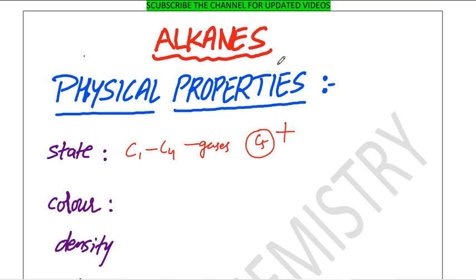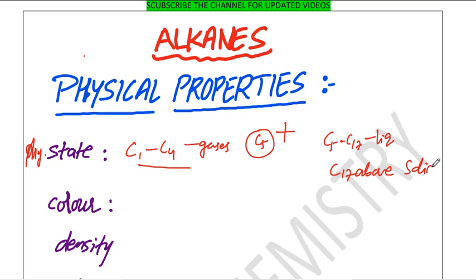Hello students, today's topic is the physical properties of alkanes. In the physical state, C1 to C4 are gases. C5 to C17 are liquids. Above C17 are solids. But in C5, neopentane is there. This neopentane is a gas at room temperature, and isopentane is a low boiling point liquid. Then from C6 onwards, they are completely liquids.